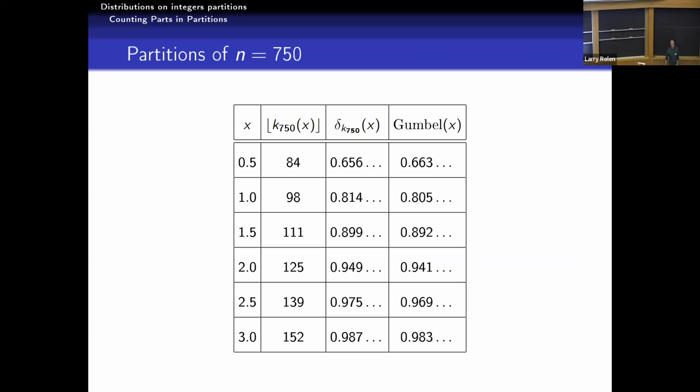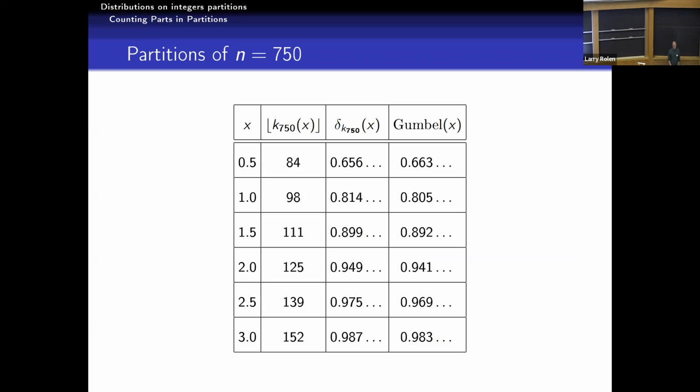And so this is what we see here. We're looking at n equal to 750. We had to go a ways out to see this converge. Notice that there are a very large number of partitions of 750.